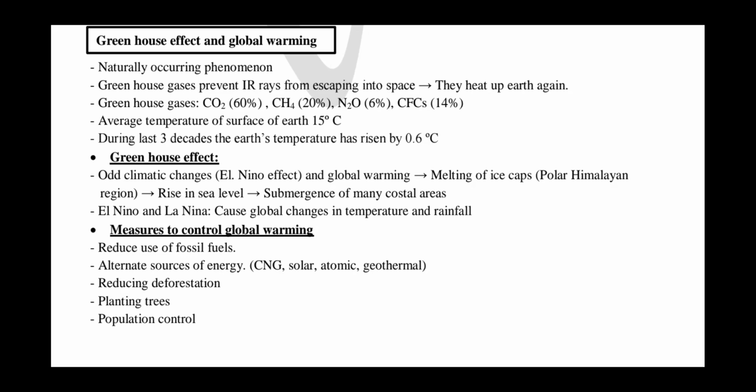Next, what are the measures that we have to take to control global warming? First, reduce use of fossil fuel, alternate sources of energy, reducing deforestation, planting trees, and population control. Now, the last topic for greenhouse gases and global warming that you have to learn for NEET exam only. This thing you have to prepare only for NEET, and for NEET this one is very important. In the last 5 to 6 years, questions have come from this topic in NEET.